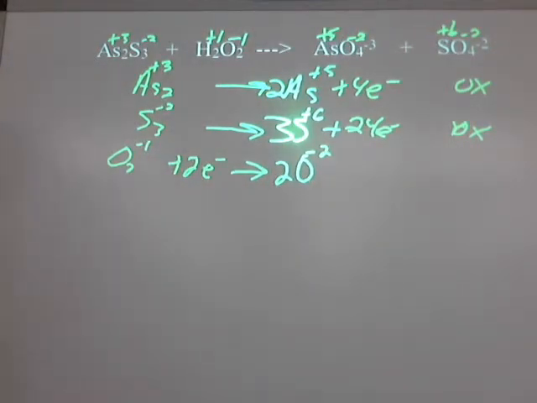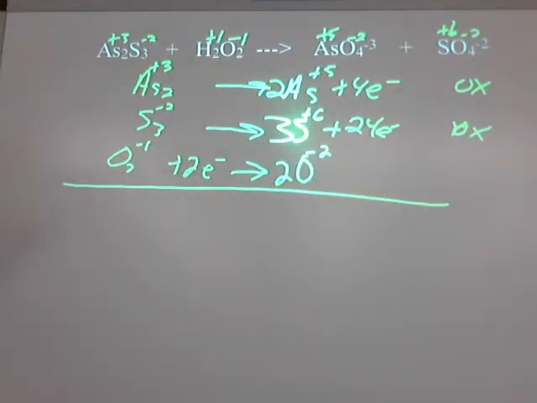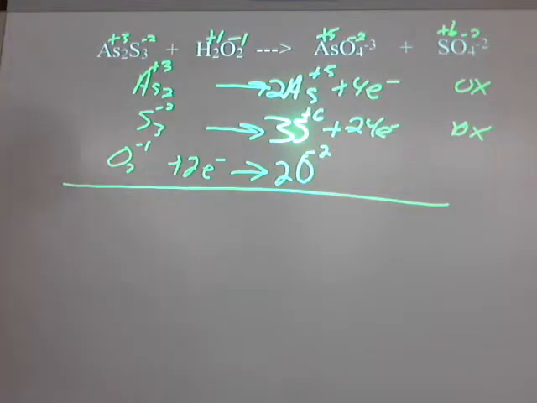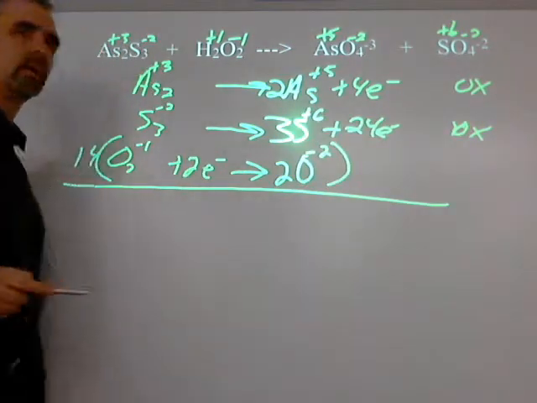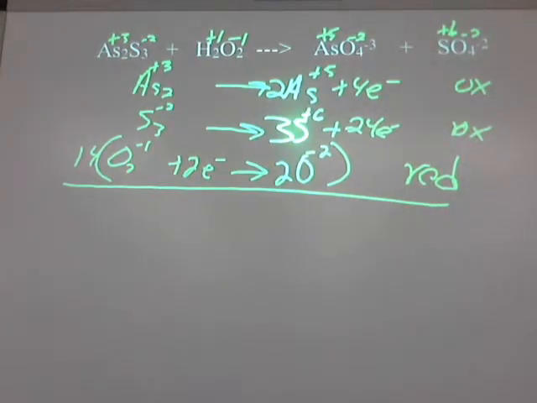Yes. Okay. What do I need to balance out electrons? Maybe you need 14. Well, yeah, because I've got 28 total loss. 24 and 4 is 28. And I would need a 14 here. It would give me 28 gained. And that's my reduction. Okay? All right. Have fun.